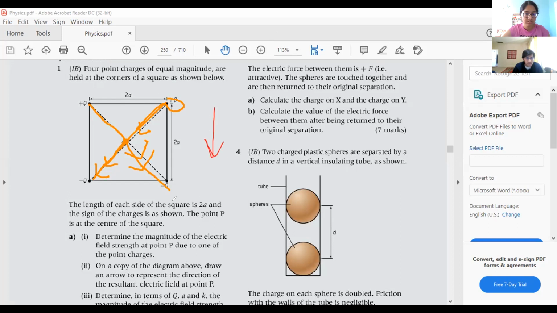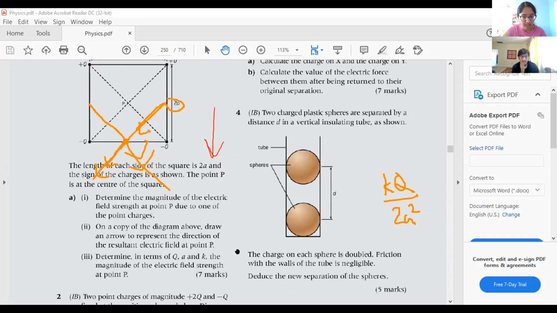Yeah, but I think we're doing electric field. So we already found what the electric field due to just one of the charges is, right? That was KQ over 2a squared. I think we need to go off of that, right? So now, we need to take the vertical component of that, right?